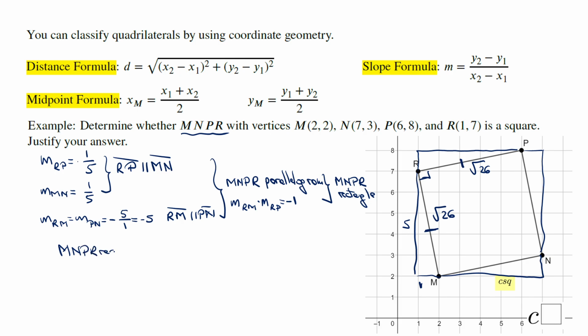We proved it using this coordinate proof. And also we notice that RM and RP have the same measure, which is square root of 26. So based on these two things, we now know MNPR is a square.